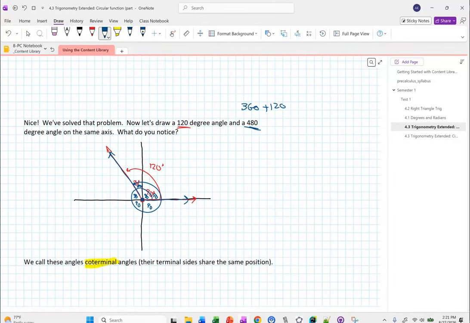Infinitely many, right? Because you can just keep going around and around as many times as you want, just ending at 120. Now, do I have to be going around in the counterclockwise direction? Nope. What else could I do? I could go around in the clockwise direction, right? So if I want to generate angles that are coterminal, what am I going to be doing? Adding 360 or subtracting 360. That's the whole idea. Is everybody okay there?